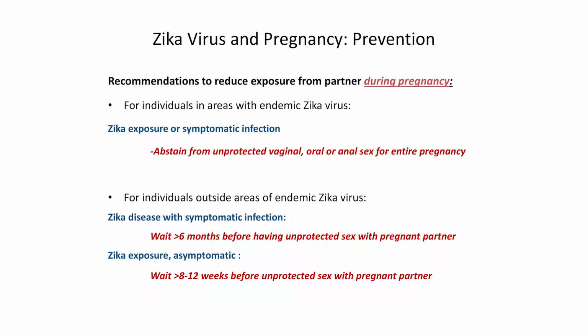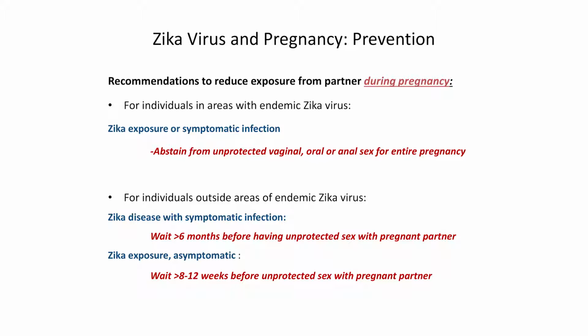Okay, what about now you're already pregnant? The patient comes to you and they're pregnant already, but they live in an area where there's Zika. Now, if a woman is pregnant and she lives in an area where there's Zika virus, she's instructed to abstain from unprotected vaginal, anal, or oral sex the entire pregnancy. It doesn't say abstain from intercourse completely, but condoms should be used throughout the entire pregnancy.